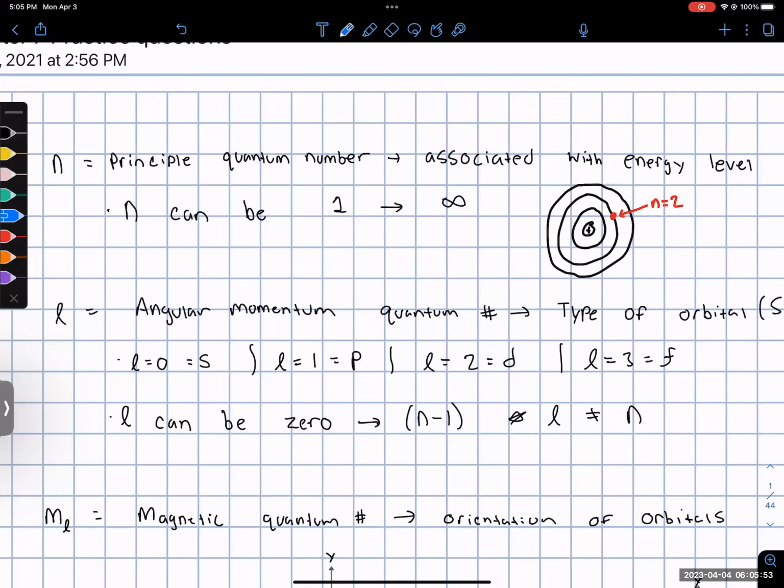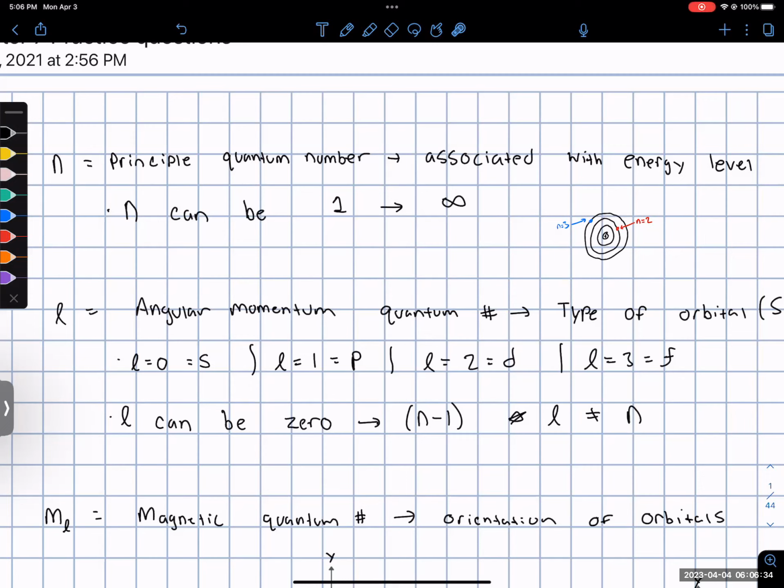Let's say we had something that was on the third energy level. Well, that is N equals 3. So the principal quantum number is just associated with the energy level at which the electron is found. A rule for the N principal quantum number is that N can be any integer 1 to infinity. In chemistry, we've seen N only go up to about 7 so far, but theoretically N can go from 1 to infinity.